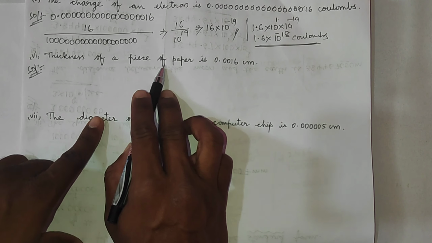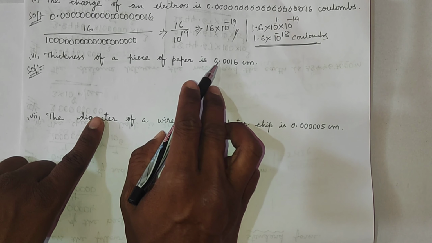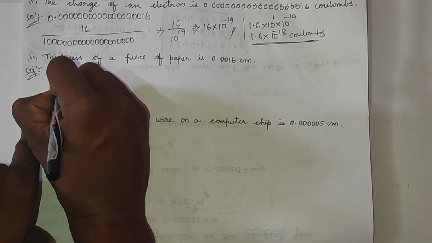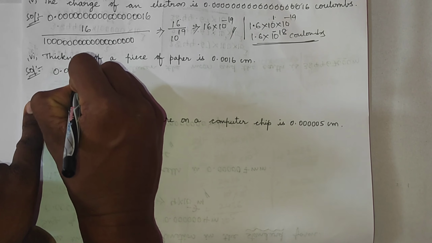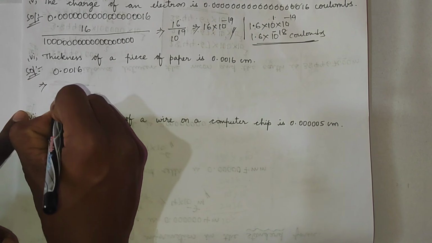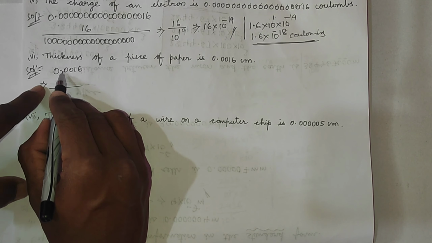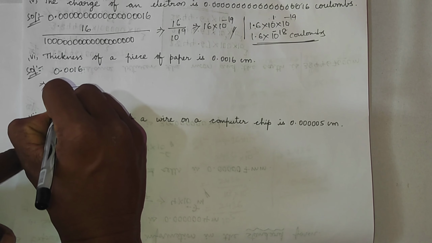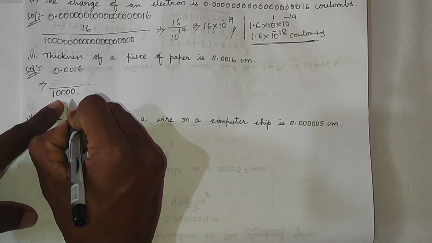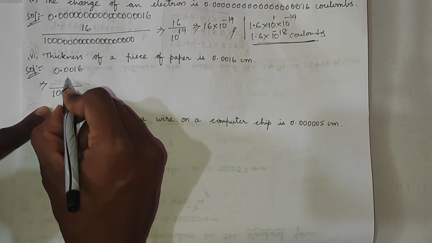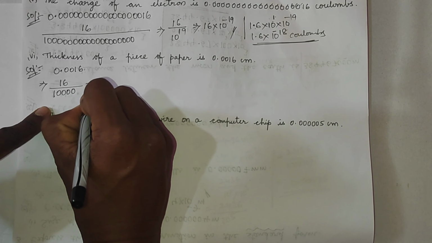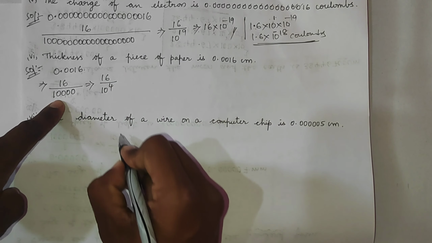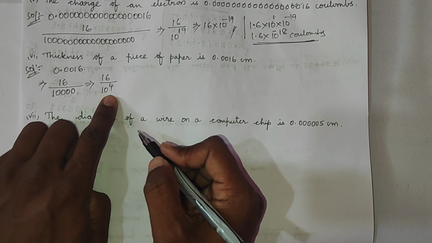The thickness of a piece of paper is 0.0016 centimeters. Given what? 0.0016 centimeters. This implies, check it here, in the denominator how many zeros will we get? After the point here, 1, 2, 3, 4. So nothing but here 1, 2, 3, 4. Then if you remove the decimal point, the number will be 16. This implies 16 by this one, we can write as 10 to the power of 4, nothing but 10,000 we can write as 10 to the power of 4.